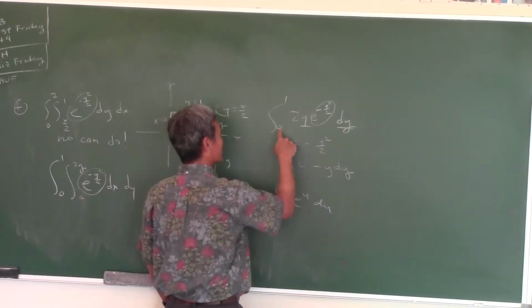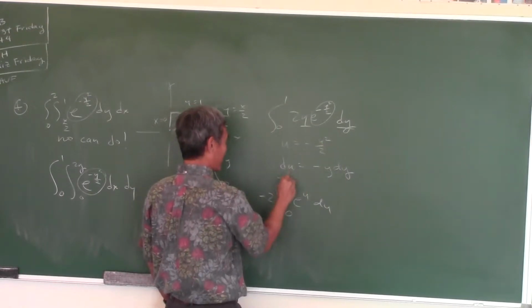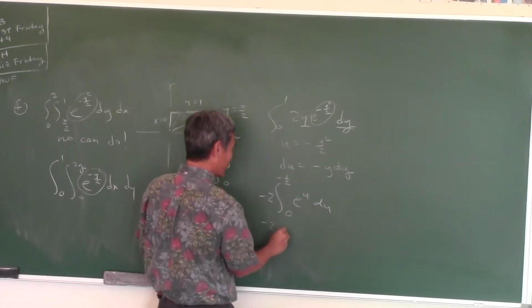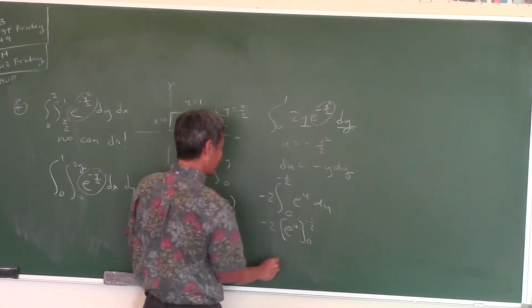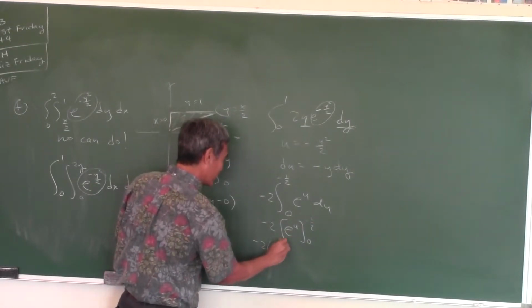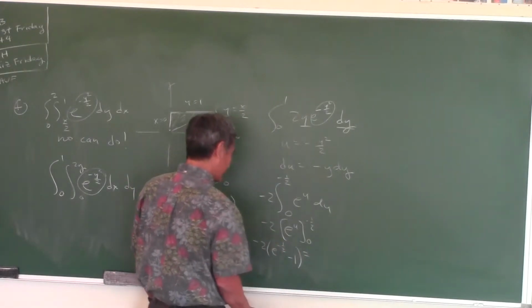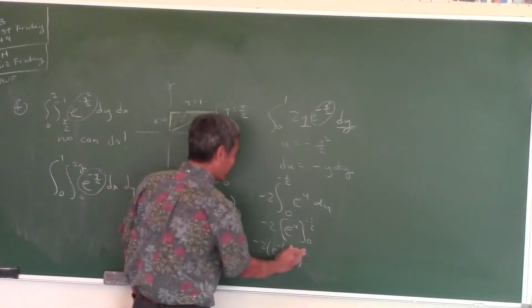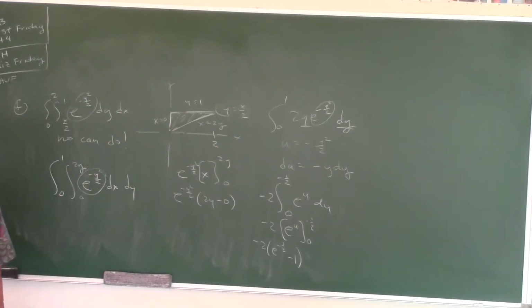So if I plug in 0 for y there, you get 0. If I plug in 1 for y there, you get negative half. The antiderivative of e to the u is e to the u from 0 to negative half. Factor out the constant, and so you get e to the negative half minus 1. Let's just leave the answer like that. Is that the answer? Yup.